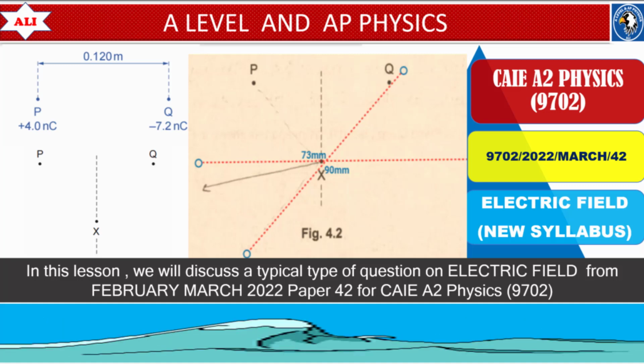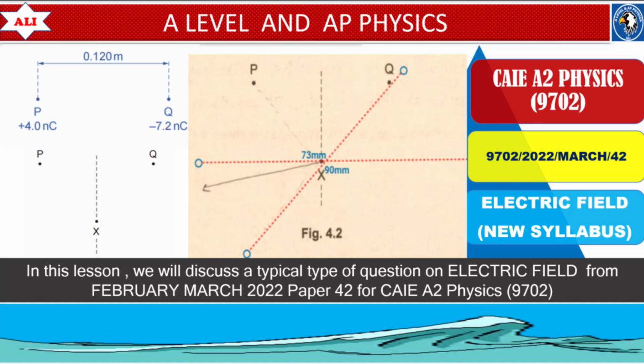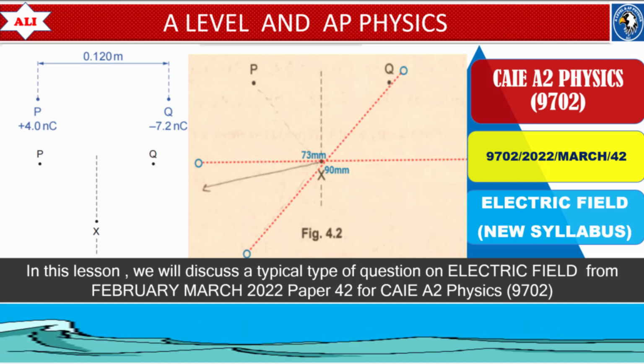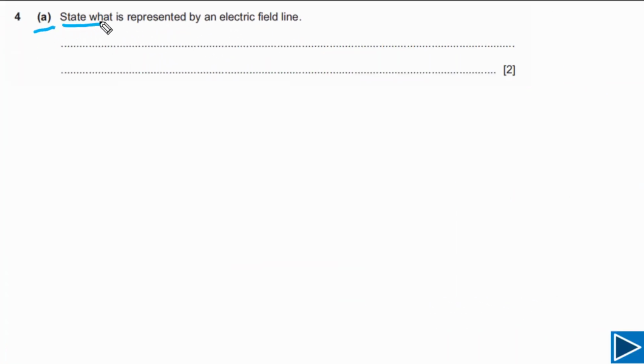So listen carefully. First of all, try to do the question by yourself and then look at the solution. For part A, we need to state what is represented by an electric field line. Let's try to understand this with the help of the electric field around a positive charge and the electric field around a negative charge. So let's say we have a negative charge here, and this is the electric field around this negative charge.